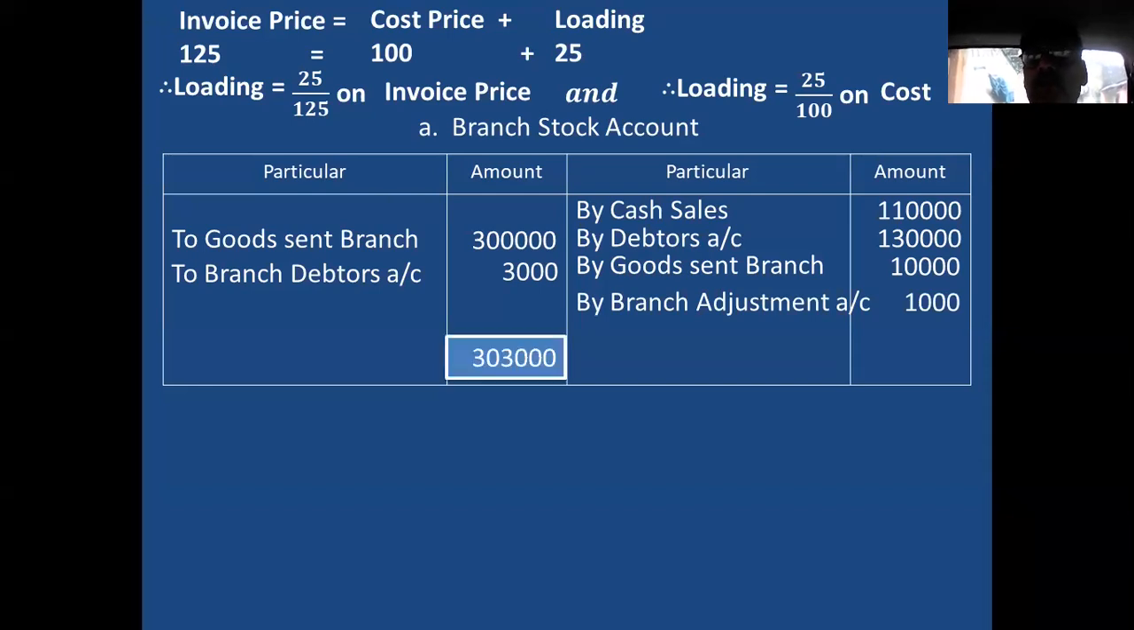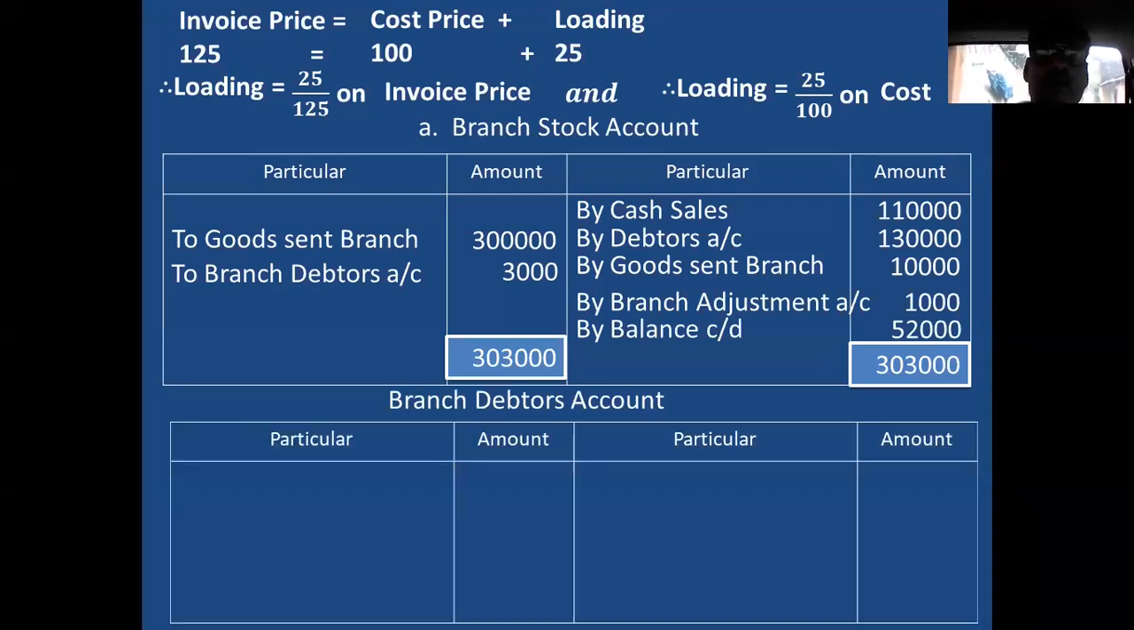Closing balance is given in the problem. Balance carried down is 52,000. So the account tallies. Therefore, there is no opening balance. Now you prepare the debtors account.